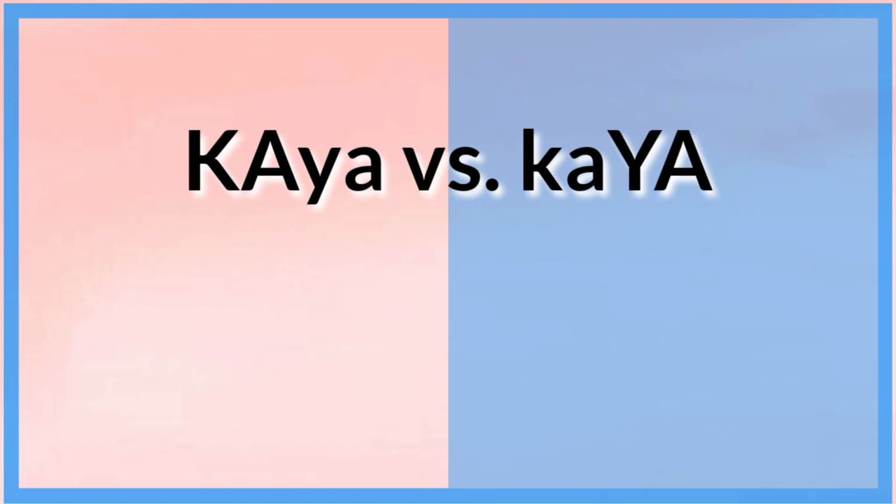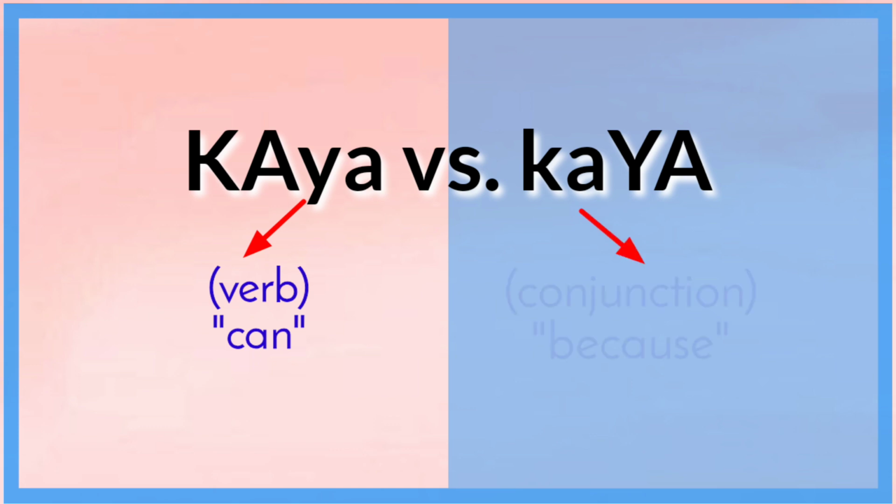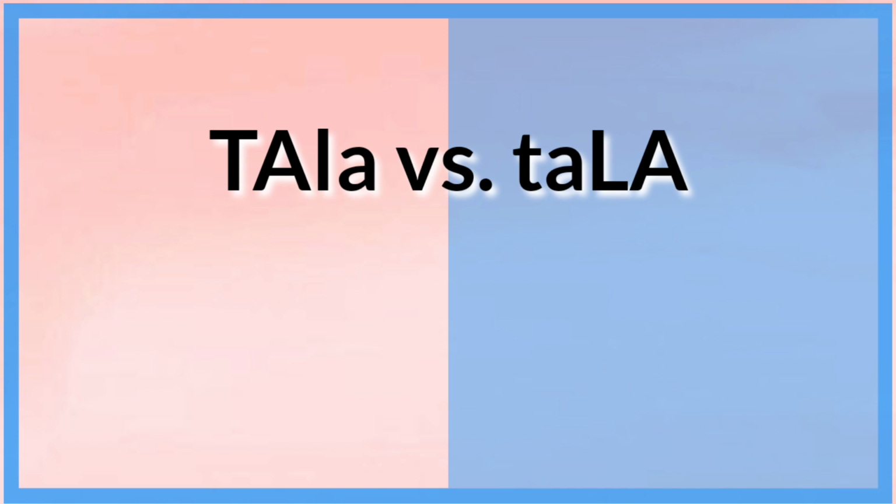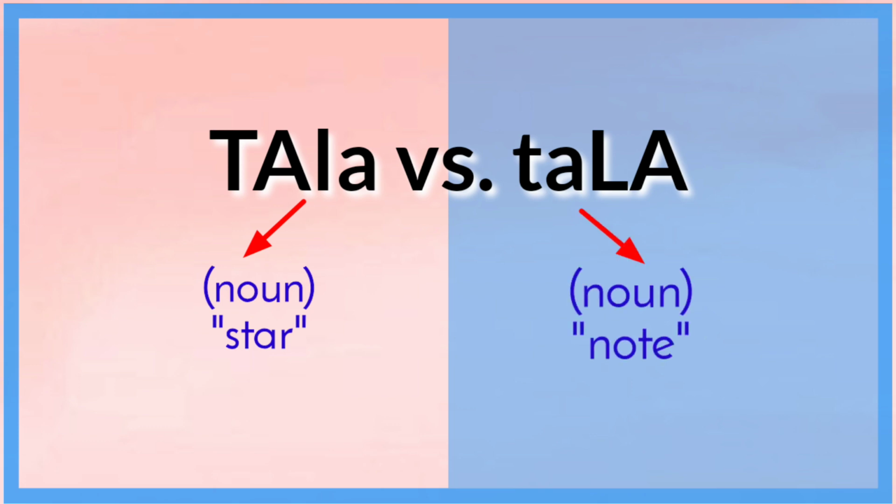Kaya versus kaya. Kaya is a verb, which means can, while kaya is a conjunction, which means because. Tala versus tala. Tala is a noun, which means a star, while tala is also a noun, which means note.